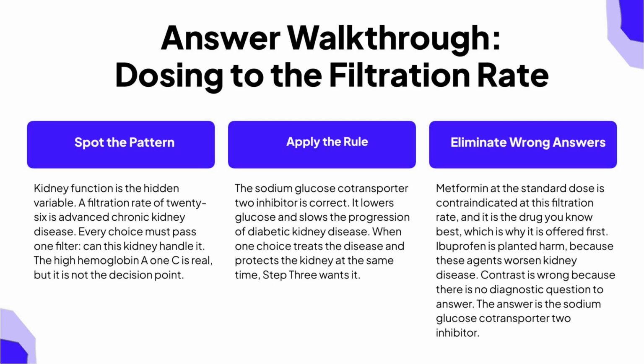The correct answer is the SGLT2 inhibitor. It lowers glucose and slows progression of diabetic kidney disease and stays appropriate into advanced CKD. When one choice treats the disease and protects the kidney, Step 3 usually wants it. Now, the traps. Metformin at standard dose is contraindicated at this GFR. It's the drug you know best, which is why it's choice A. Ibuprofen is planted harm since NSAIDs worsen CKD. The contrast CT is wrong because there's no diagnostic question and contrast carries kidney risk. The answer is the SGLT2 inhibitor.